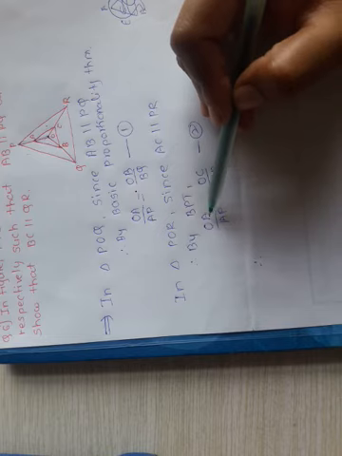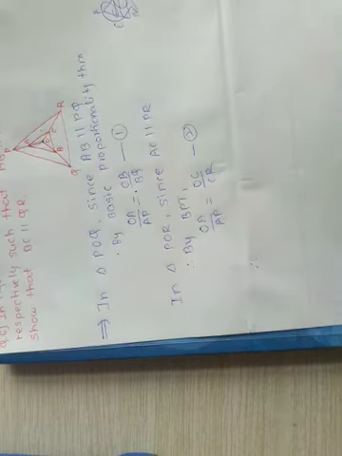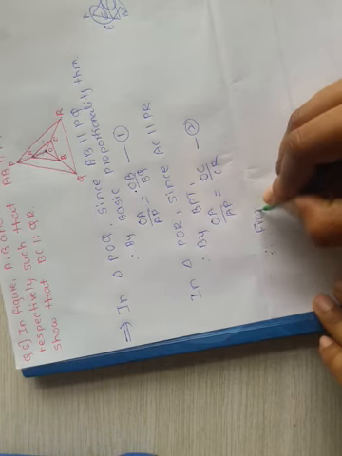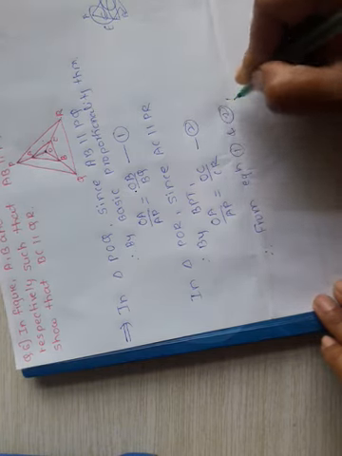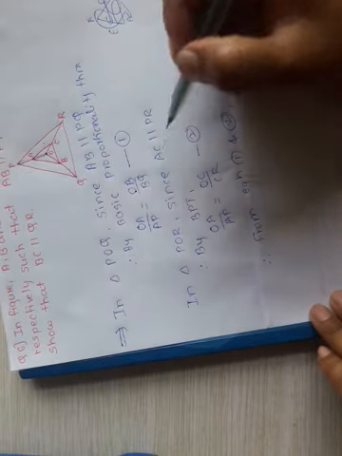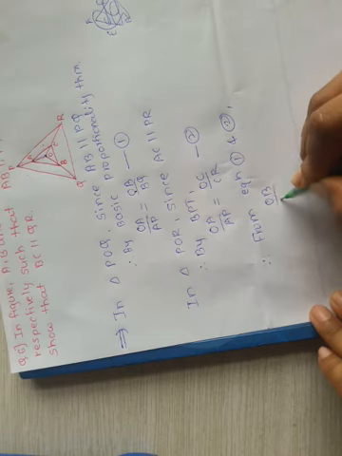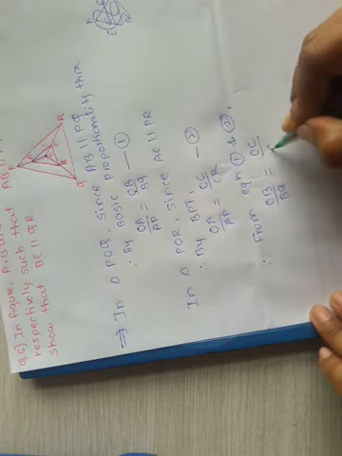See, OA upon AP and OA upon AP: if the LHS are equal, then we can say that the RHS must be equal. So write down here, therefore from equation 1 and 2, if LHS are equal, then RHS are also equal. So OB upon BQ is equal to OC upon CR.